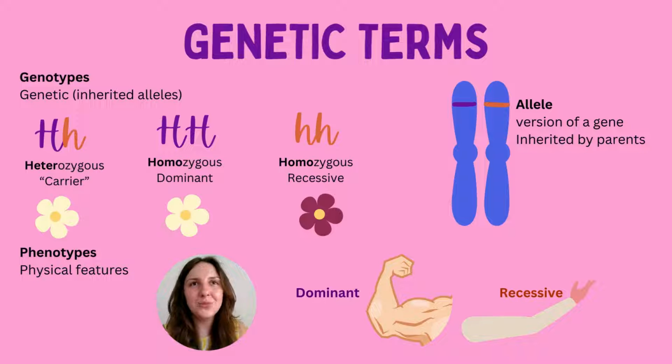Now, with genetics, sometimes there are situations where three alleles are inherited for certain traits, but for the sake of GCSE, we really just keep it to two alleles, one from mum, one from dad.